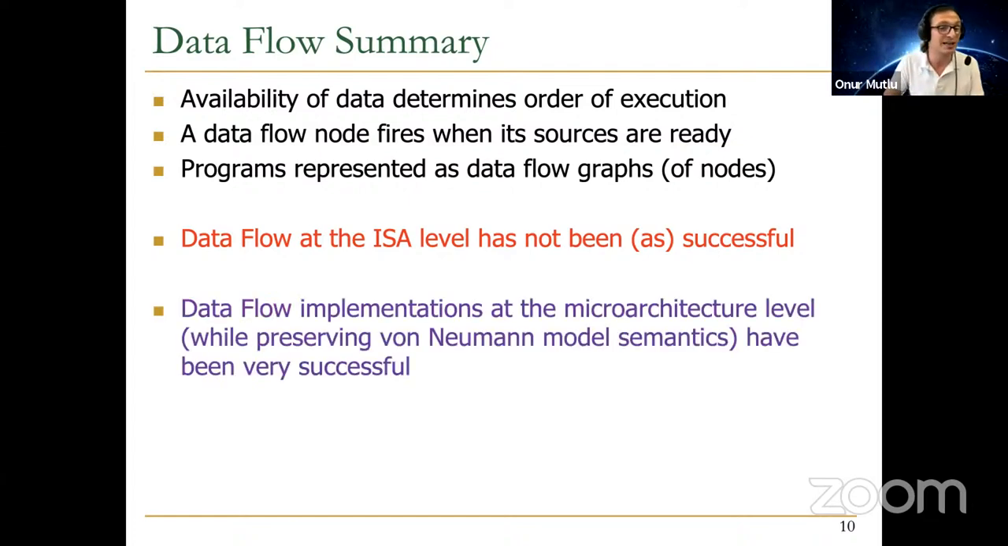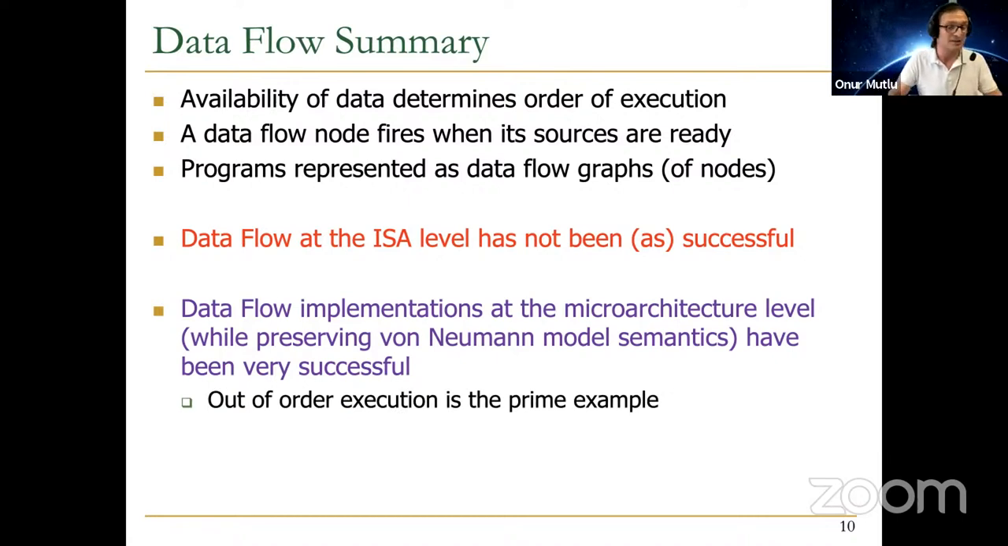And also at the same time, people figured out how to employ the data flow principles at the microarchitecture level. This was done in the early to mid-1980s, as we discussed in the last lecture, while preserving the von Neumann model semantics. If you can do that, what you're doing is basically telling the programmer, you don't need to change anything. Compilers, none of the software stack needs to change, but I'm going to get some of the benefits of data flow execution, which is concurrent execution of independent instructions and latency tolerance benefits. Then it's a very powerful proposition commercially also, because nobody essentially needs to change the software. You just need to change the microarchitecture. And as a result, this has been extremely successful. Out-of-order execution is really a prime example of this, as we covered it last time.